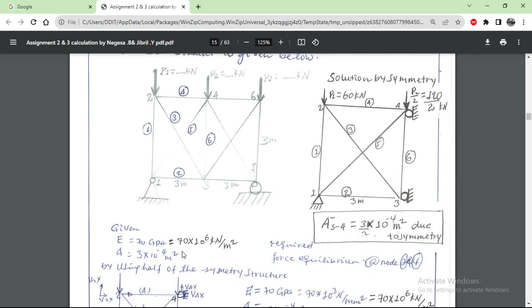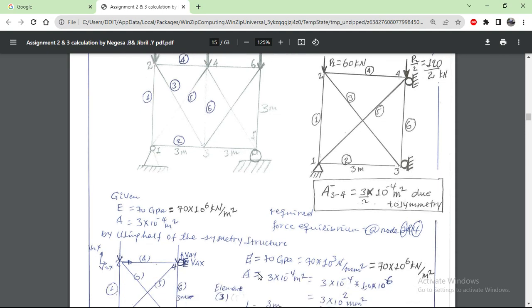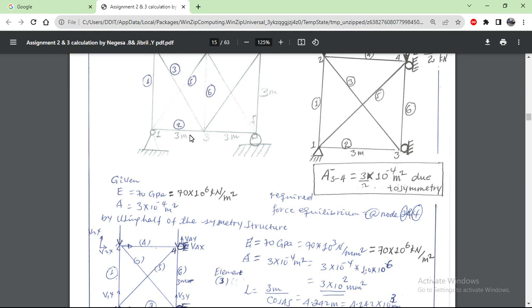Those data are given, the areas are given. After the symmetric method, we should take half of the given area. The Young's modulus values are given, and we use half of the symmetric structure. We convert the Young's modulus given in gigapascals into newtons per square meter. The area of this object is half of the given one.